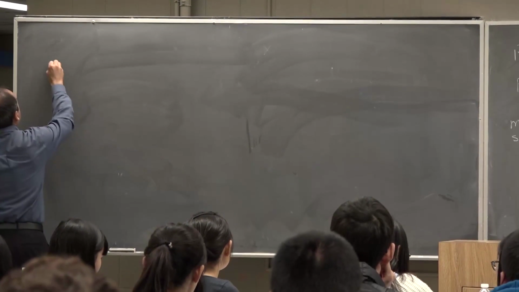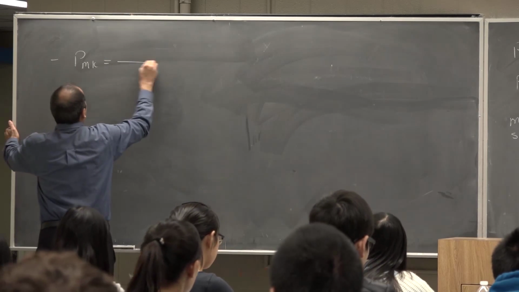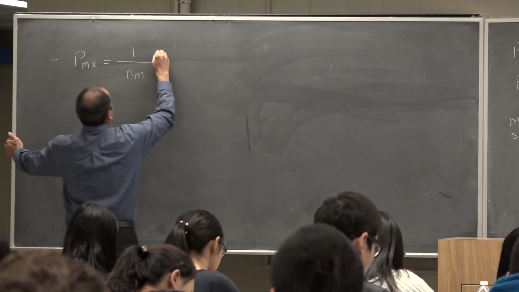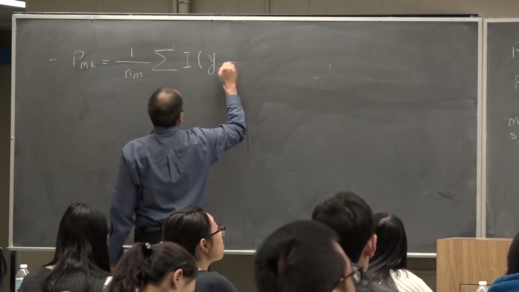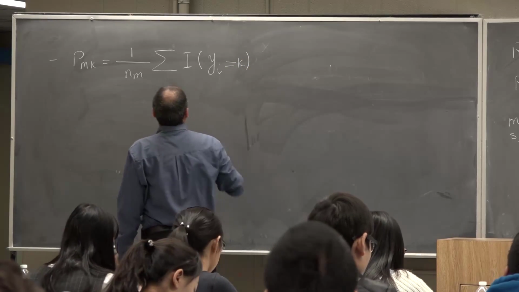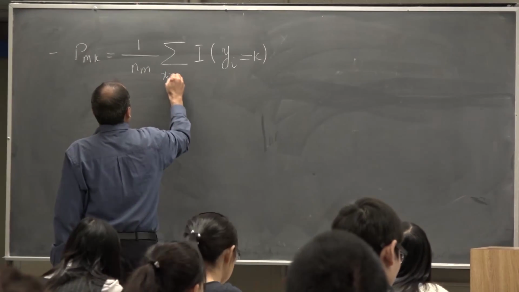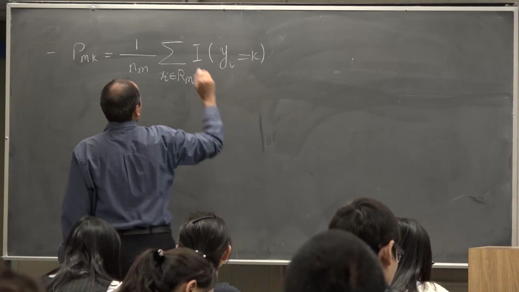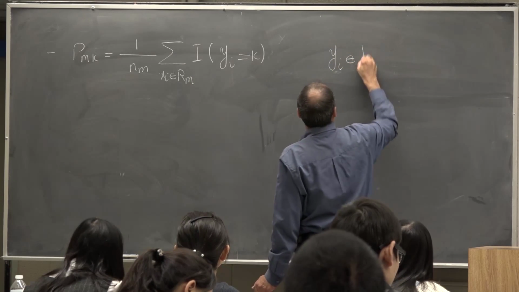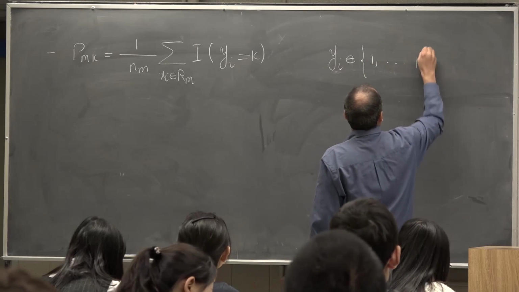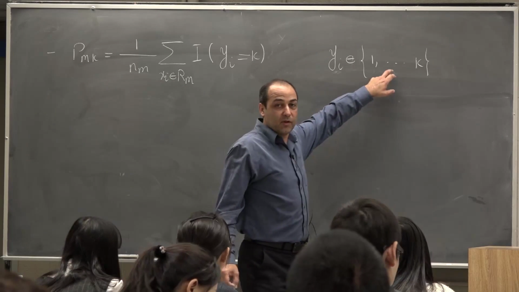So let me define PMK to be 1 over NM, sum over i, indicator that yi is equal to k, for all xi in Rm. And here we do classification, and yi is the set of all possible classes. Suppose that I have k classes, so it's categorical data.